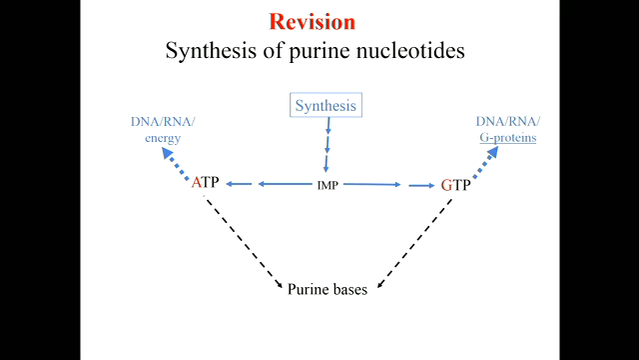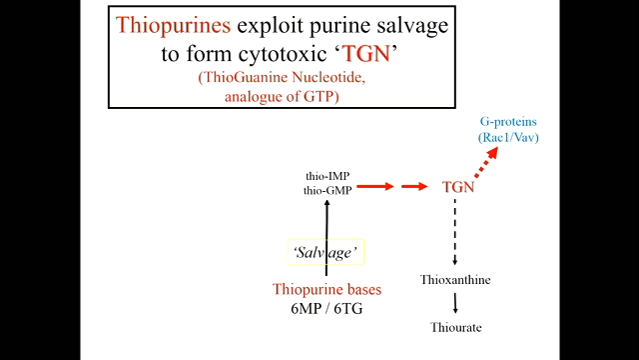And in a lot of cells, they're just thrown away, but they can also be salvaged as well. So at least half of your purine bases are actually salvaged by the body. And thiopurines, mercaptopurine and 6-thioguanine, exploit that salvage mechanism. So where the body is normally salvaging purine bases, if you take mercaptopurine or thioguanine, then the cells pick that up by mistake, try and turn it back into nucleotides, in this case GTP, and they make these things called thioguanine nucleotides, TGNs.